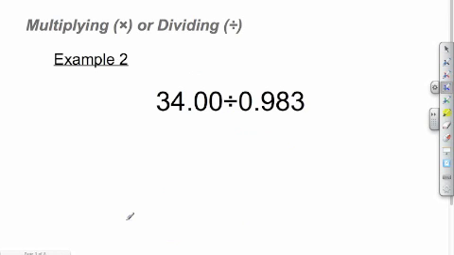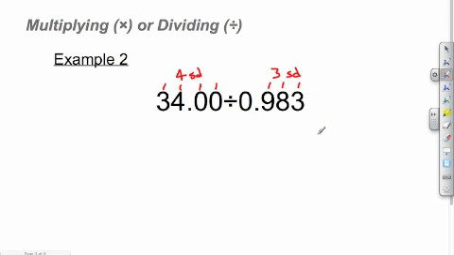Example number 2. In this example, I'm going to divide 34.00 by 0.983. Just like with multiplying and dividing, it's the same rule. My answer needs to have the same amount of significant digits as the value in my calculation that has the fewest. If I go through here and use my Pacific rules for determining significant digits, this number here, 34.00, has 4 significant digits. 0.983, again, I'm going to use my Pacific rules, and I've got 1, 2, 3, so 0.983 has 3 significant digits.